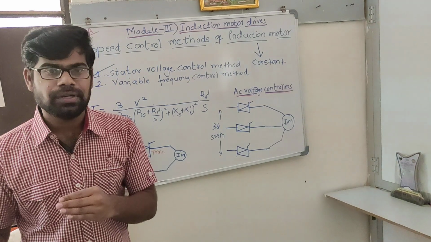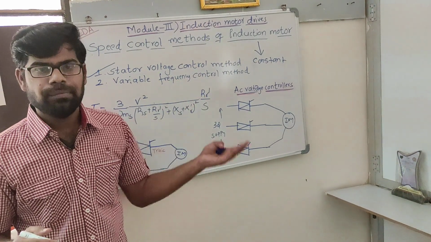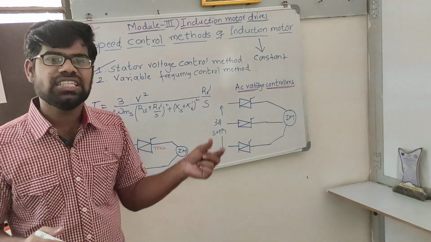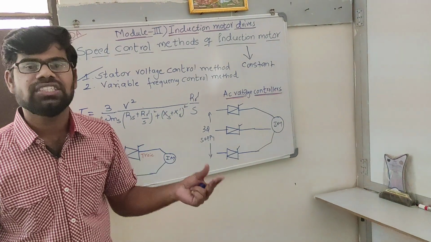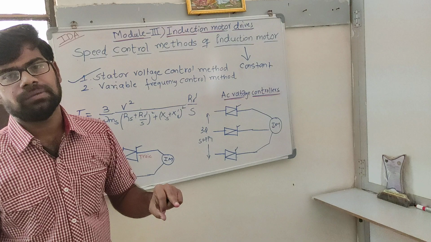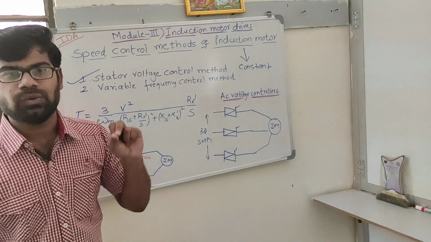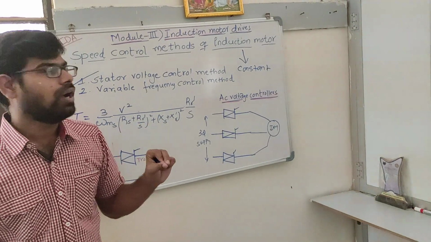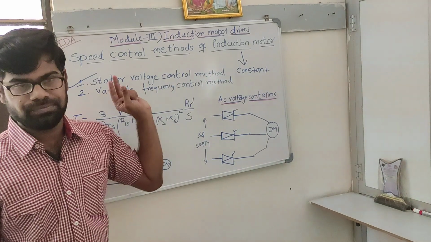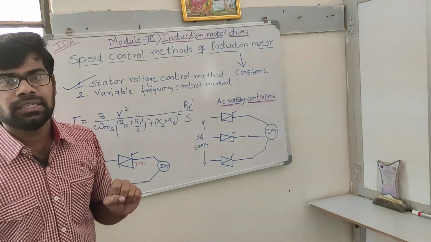So that is a domestic application. In industry also, many applications require variation in the speed. For that purpose, speed control is required for the induction motor. Then how to do that?